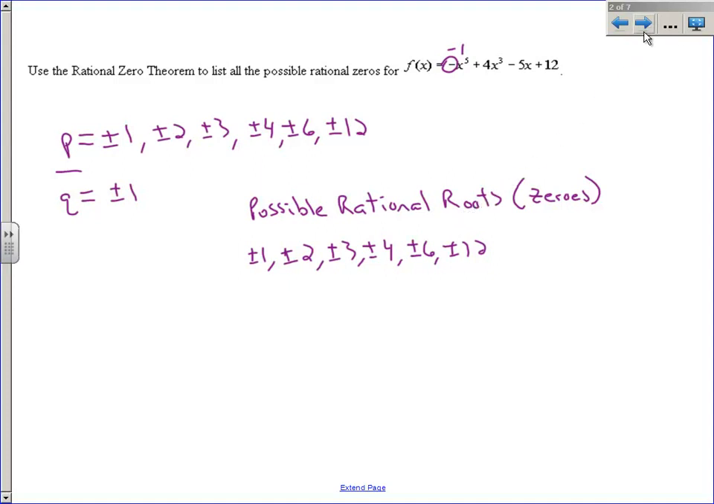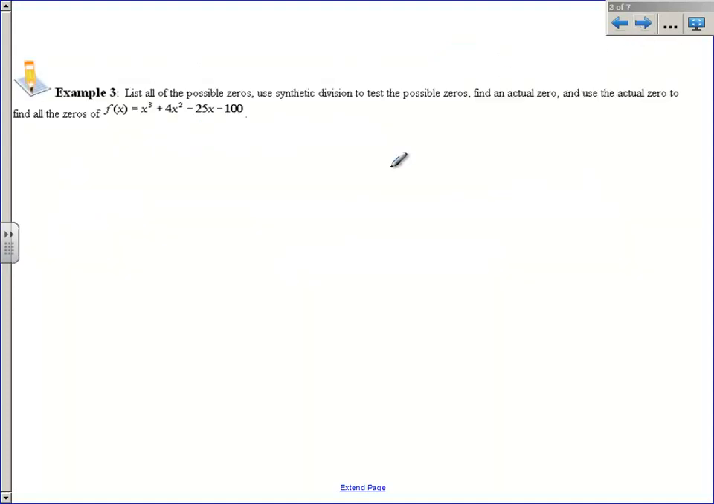Okay, now we're going to list all of them. We're going to use synthetic division to test them, and I'm going to give you some hints on what to try, and then we're going to find a zero. We're going to break it down and find all the zeros.